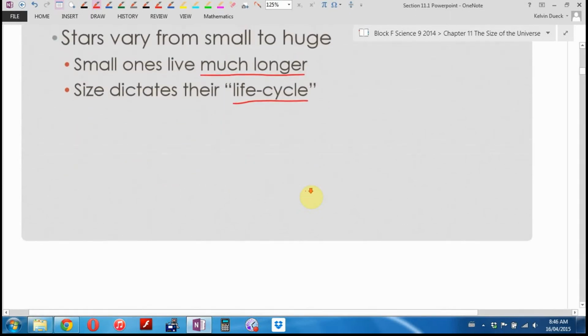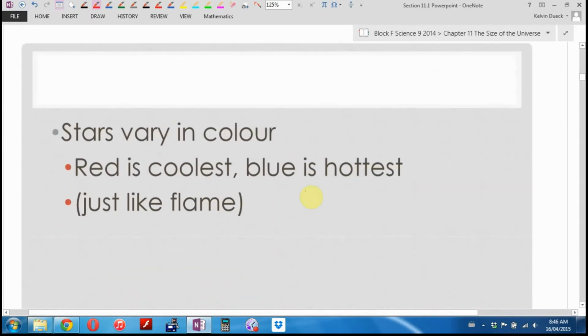Not only do they vary in size, stars vary in color. Red is coolest, blue is hottest, just like flame. Hopefully you've learned that a blue flame is much, much hotter than a red flame. If not, now you know. How could I try that? Stick your finger in it. Well, no, maybe there's a better way to figure that out.